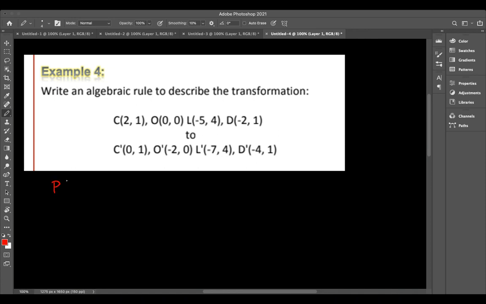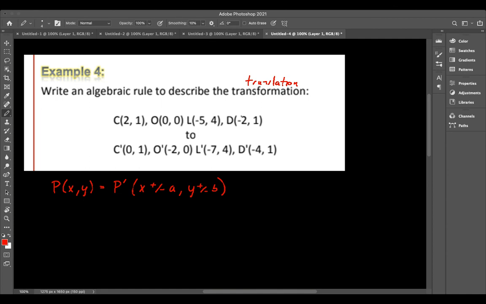So remember the rule was P(x, y) maps to P prime (x plus or minus a, y plus or minus b), like that. All right, so how do we determine this? What do we know about these transformations? This is a translation. The same image on both sides, so the images will be congruent. It's just a shift in where it's shown.